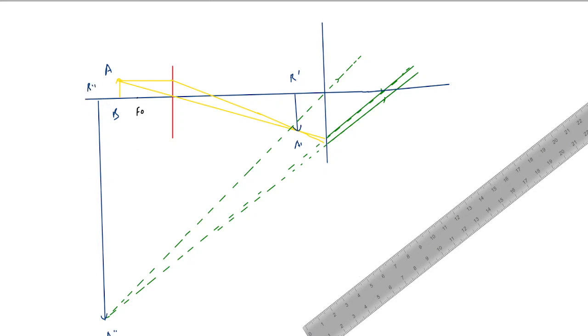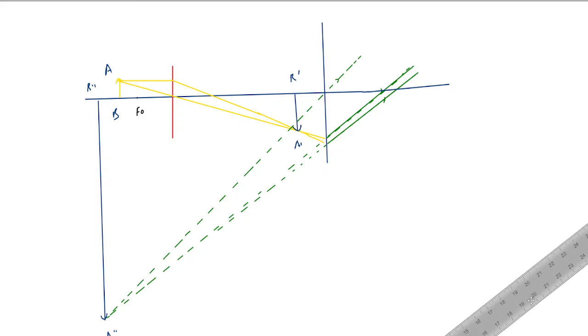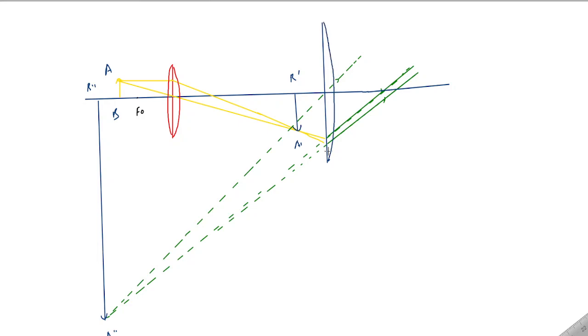Now let's finish the lenses. So this would be the objective, and this is the eyepiece. Draw it properly. This would be the eyepiece. So here we get the image.